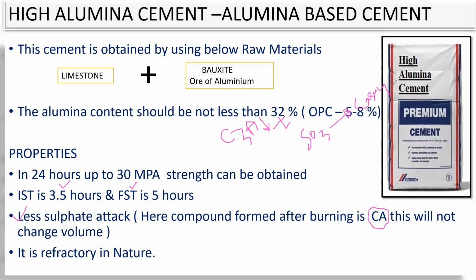And here what used to happen, there was a change in the volume. It used to increase by 227% and all. But here there is no such change. Finally, what I'm trying to tell is, the product you're going to form here is not this product. So that is why it will have less sulfate attack. And the next point we have is that it is refractory in nature.